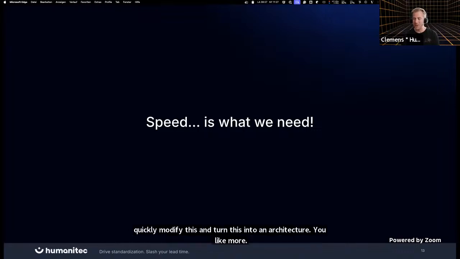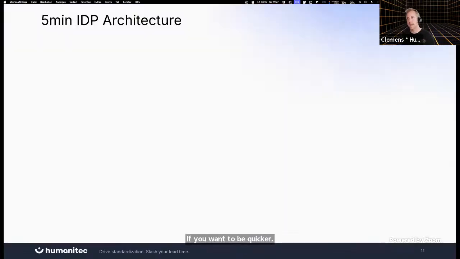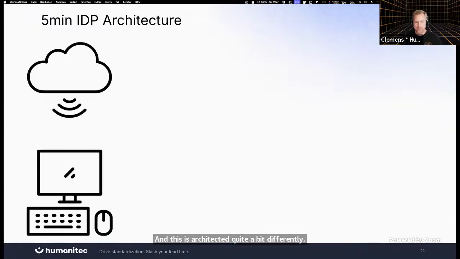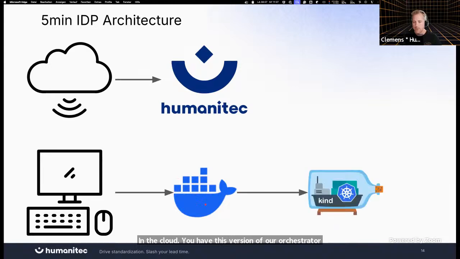So, but as you can imagine, setting up that whole thing, it's quite an endeavor. So what do you do if you want to be quicker? Well, you probably take the 5-minute IDP. And this is architected quite a bit differently. So usually you start out with your own computer and the cloud. In the cloud, you have the SaaS version of our orchestrator. On your computer, you have Docker daemon. Through Docker, you run a client cluster, so you have Kubernetes to deploy to. That's great. But does it work?